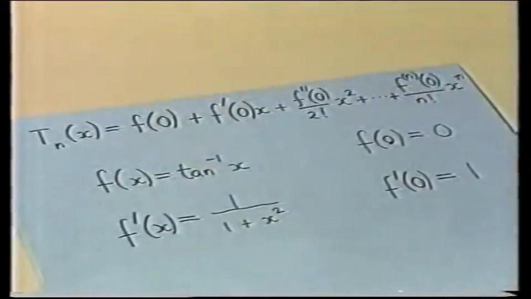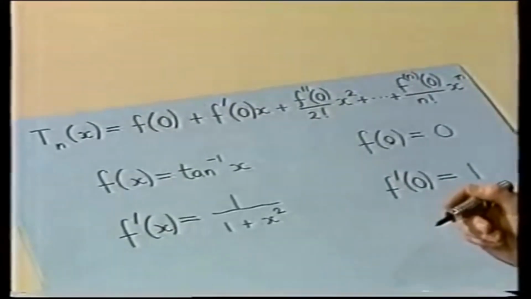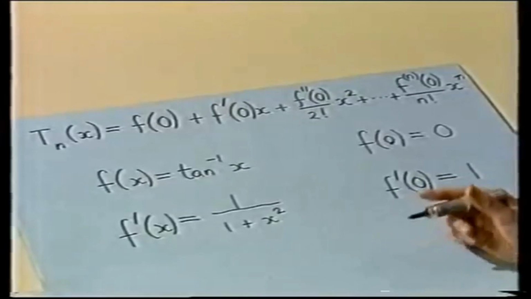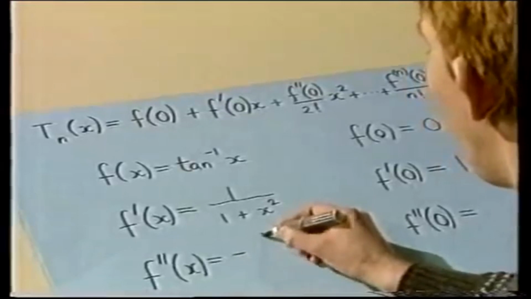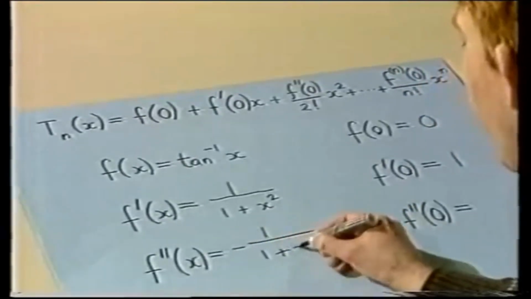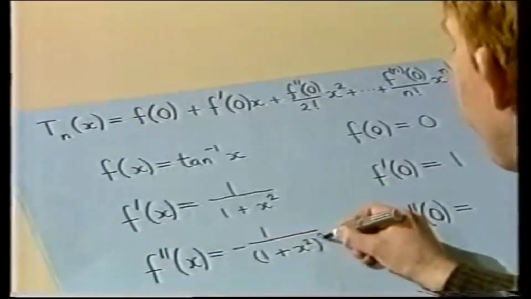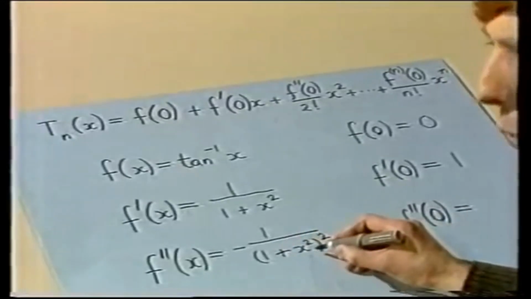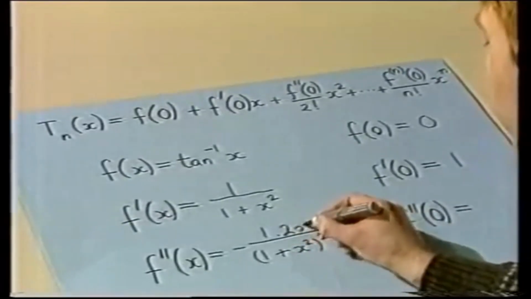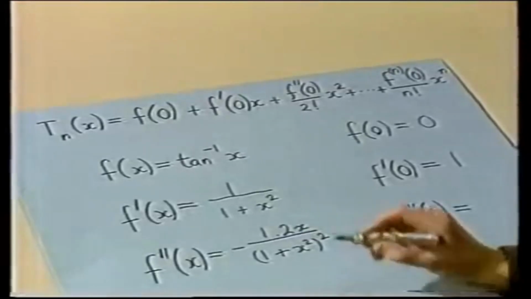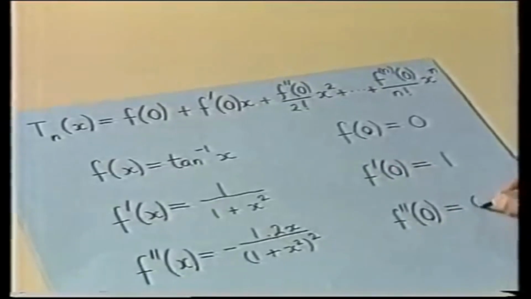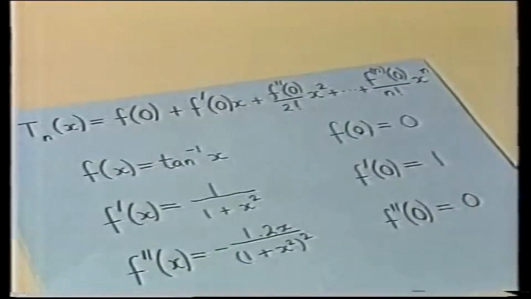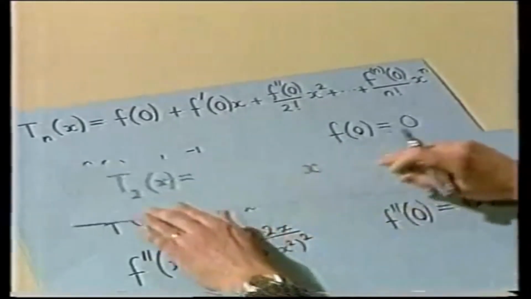Well, next we differentiate again using the composition rule. The derivative of 1 over x is minus 1 over x squared. So the derivative of 1 over 1 plus x squared is minus 1 over (1 plus x squared) all squared, times the derivative of 1 plus x squared, which is 2x. And now if we substitute x equals 0, we get f double dashed of 0 is equal to 0. And that means that t2 of x is the same as t1 of x.